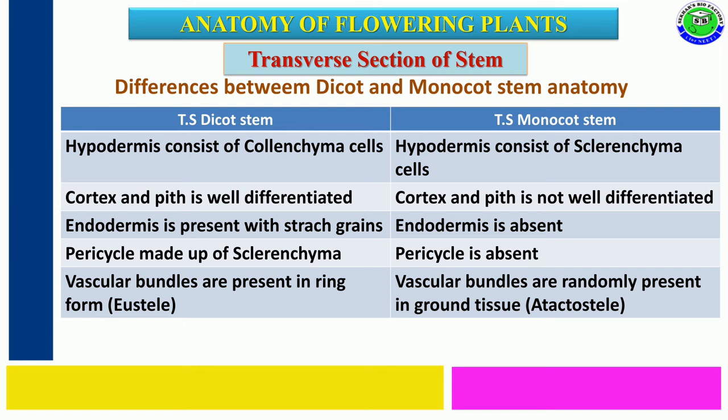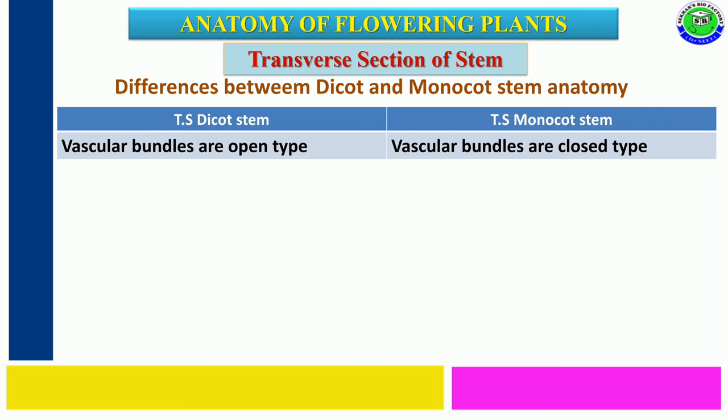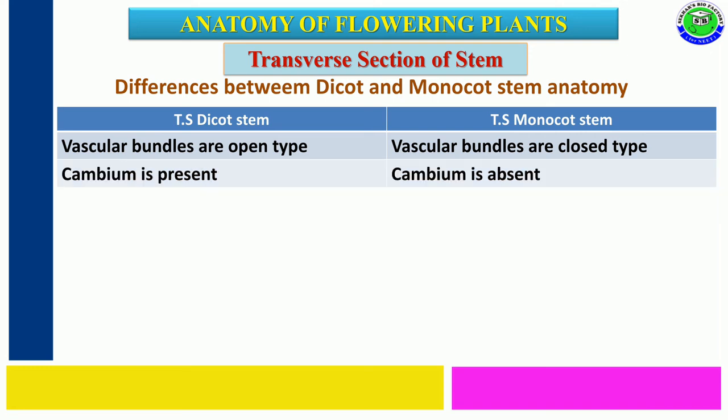The vascular bundles in the dicot stem are present in the form of a ring in the stele, called eustele. But in the monocot stem transverse section, vascular bundles are randomly present in the ground tissue. It is called atactostele. The vascular bundles in the dicot stem are open type, but in the monocot stem, vascular bundles are closed type. So cambium is present between xylem and phloem of the dicot stem vascular bundle, but such cambium is absent between xylem and phloem of the vascular bundle in the monocot stem transverse section.